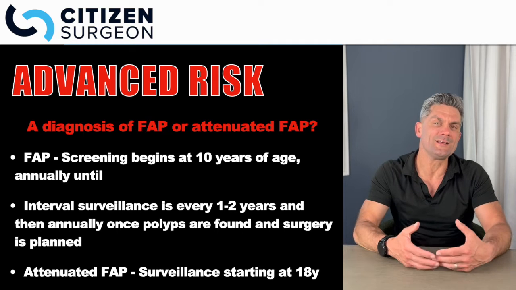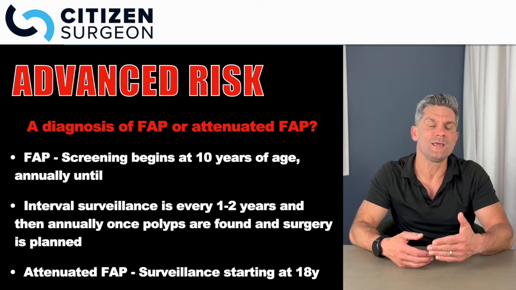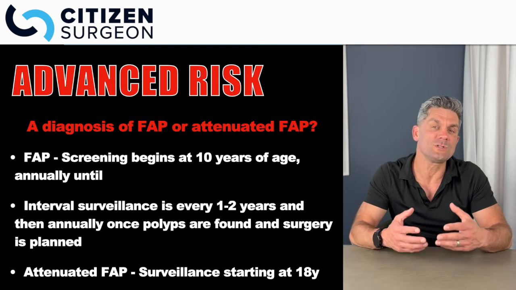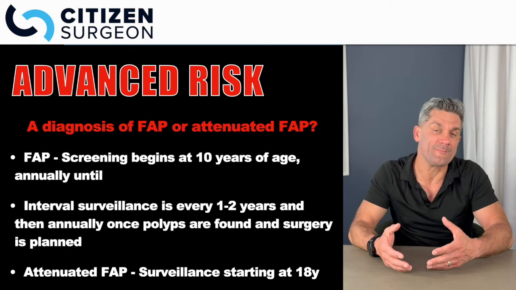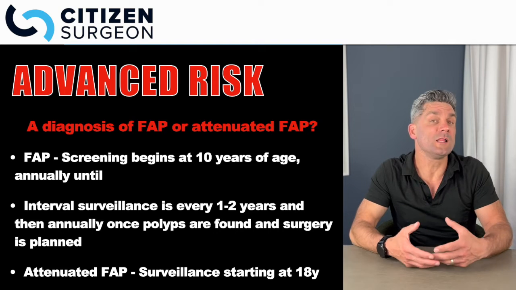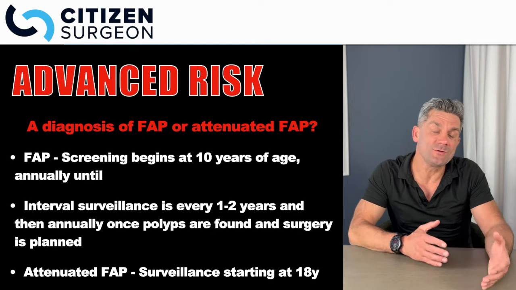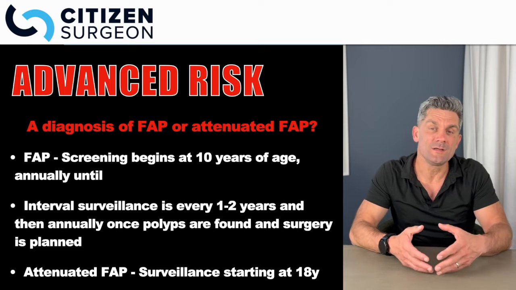Well, initially, and this is a decision between the family and the pediatric gastroenterologist, the decision for screening will usually be at around 10 to 12 years of age. For attenuated FAP, that's a little bit later, so around 18 years of age. Once polyps are found, then interval surveillance is every 1 to 2 years until surgery is planned.